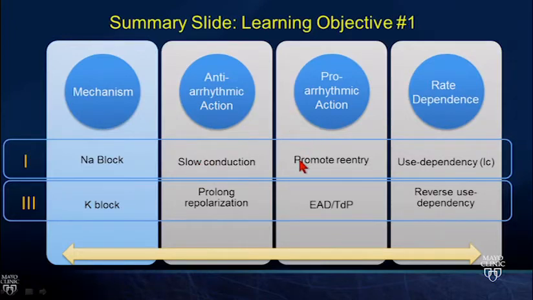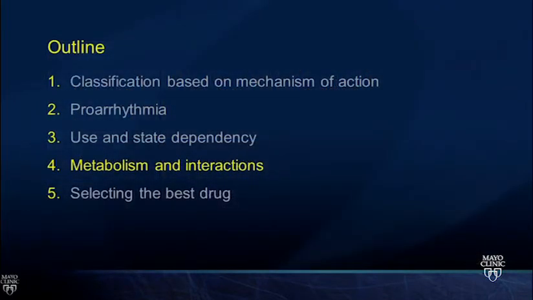So to summarize, the sodium channel blockers slow the conduction, and one of the proarrhythmic actions is they can promote reentry, letting that arrhythmia go on for a longer period of time. They have this property of use dependency. They are very effective at faster heart rates. Potassium channel blockers, on the other hand, act by prolonging repolarization. The proarrhythmia is that if your QT is too long, you can have early afterdepolarization resulting in torsades. Remember, they're most effective at slower heart rates, or the reverse use dependency.